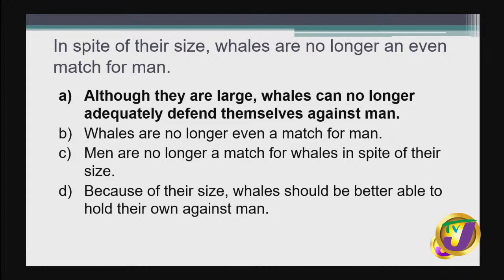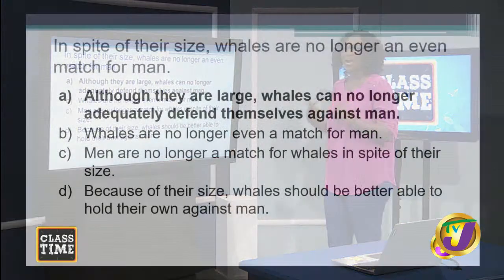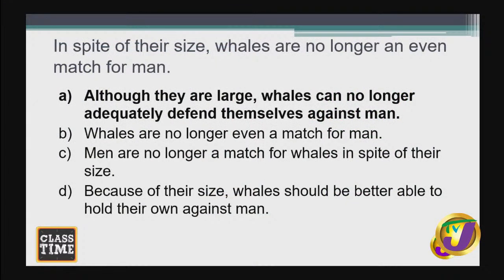So, in spite of their size, although they are large, same idea being compared. Whales are no longer an even match for man. Whales can no longer adequately defend themselves against man. So this sentence is longer, but it does have the same meaning coming through. Now, if you look at the rest, when it says whales are no longer even a match for man, it doesn't contribute why. It doesn't say why they're no longer a match. So we didn't get the idea of them being large.